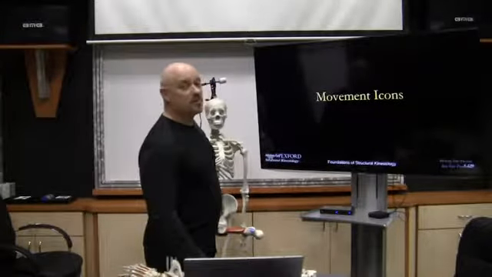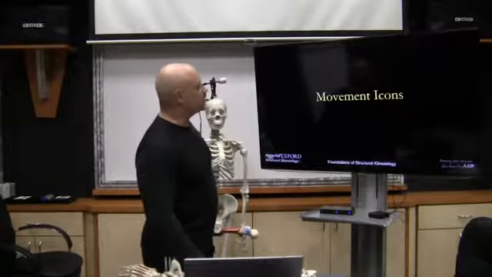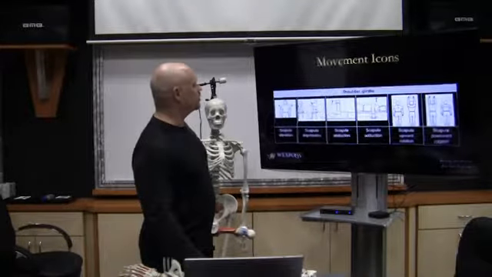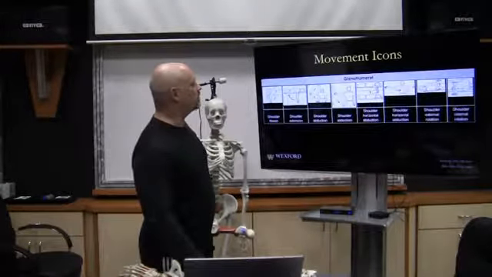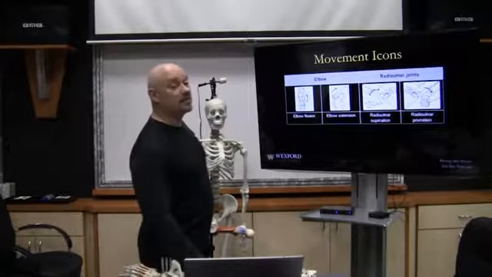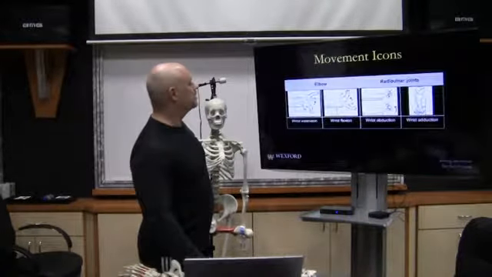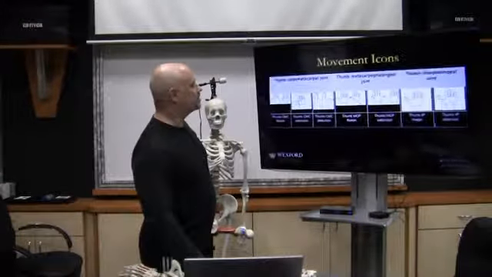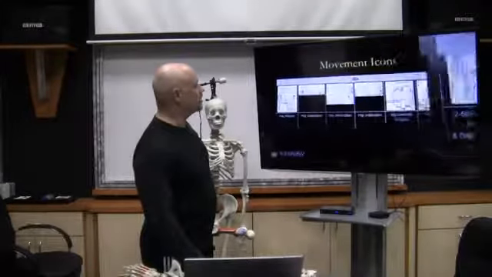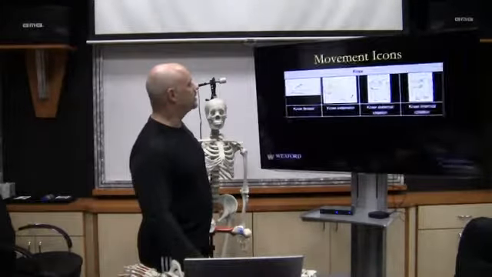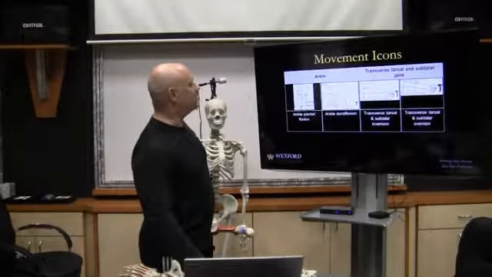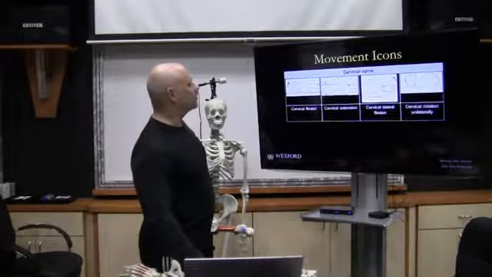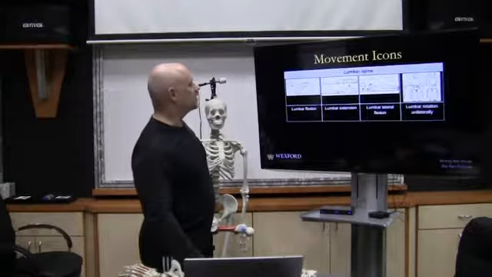Now, the next part is movement icons. We don't have to go through all this because these are in your book, but there are a number of movement icons that you can look for: the shoulder girdle, the glenohumeral joint, the elbow, the radial ulnar joints, the thumbs, all the hand joints. So there are a number at the hip, at the knee, at the ankle, at the toes, at the cervical spine, at the lumbar spine.